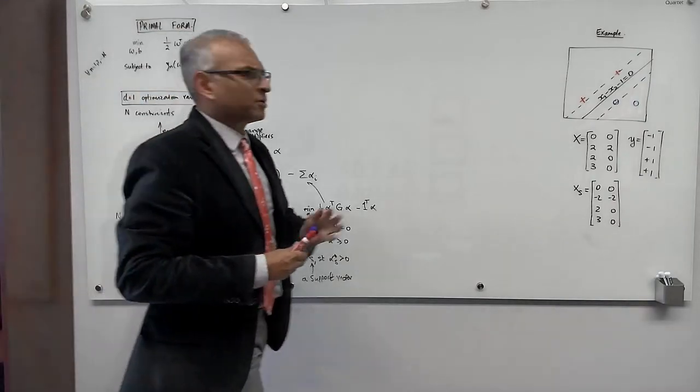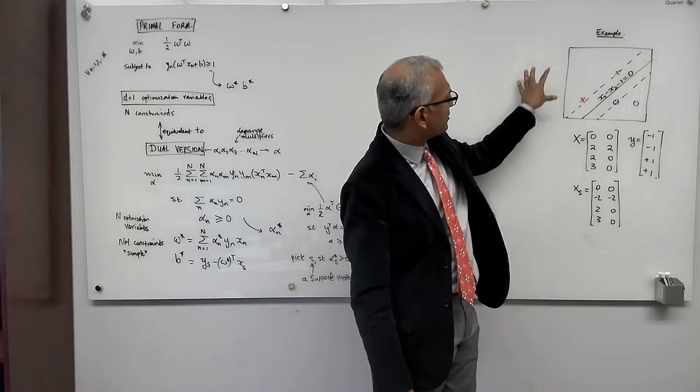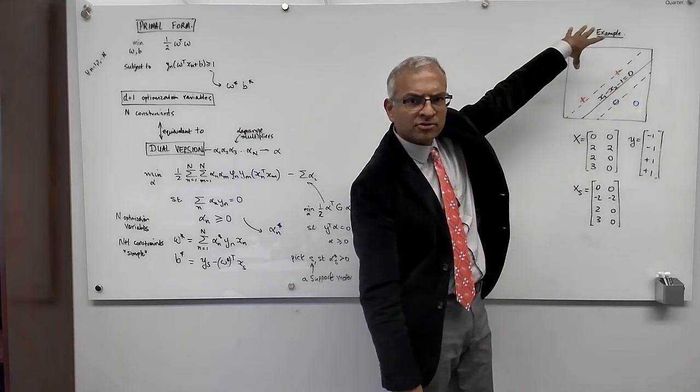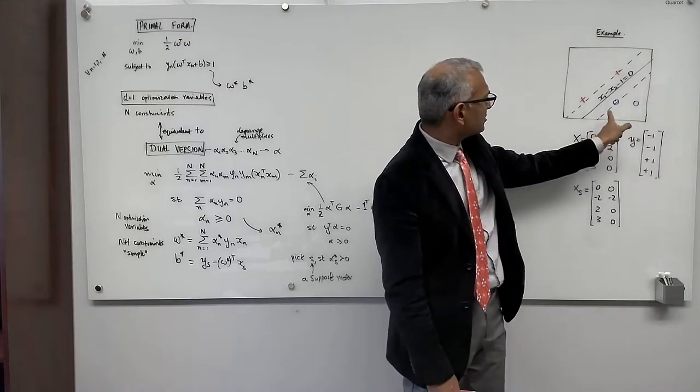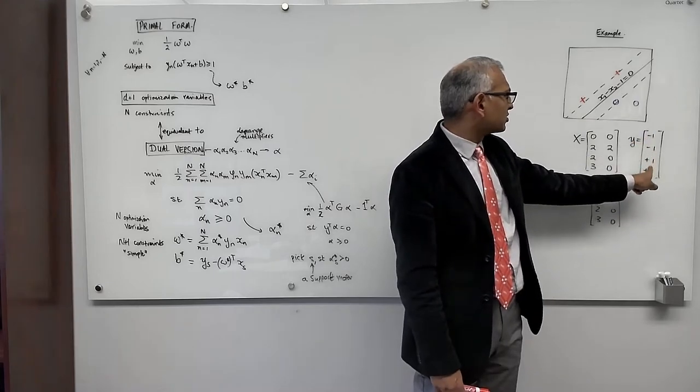Okay, so I've reproduced here the example that we solved last time when we derived the optimal hyperplane. So we have these data points: this is (0, 0), this is (2, 2), and those are both negative, red x's. And this is (2, 0) and (3, 0), and those are both positive. So minus 1, plus 1, plus 1.